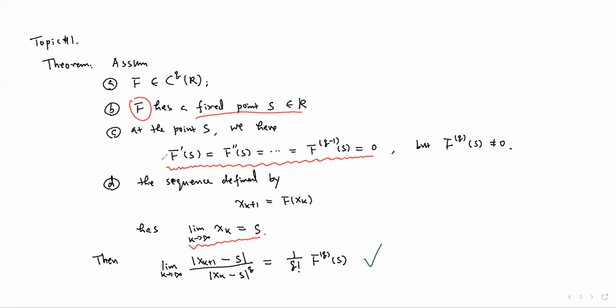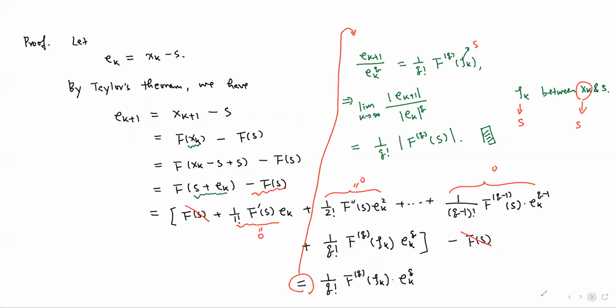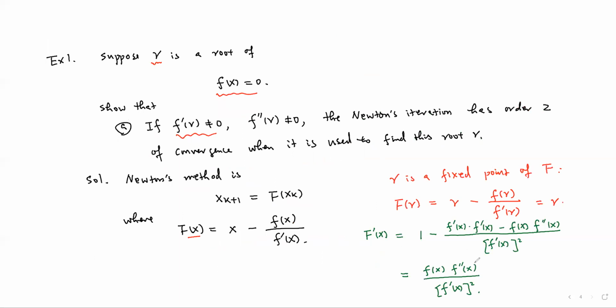Now, first derivative. Let me see whether or not the first derivative at the fixed point is 0. At point R, R is a fixed point. Now I plug in. This implies that F derivative at R is 0 because f of R is 0. So the first derivative is 0. Now let me check whether the second derivative at R is 0 or not.